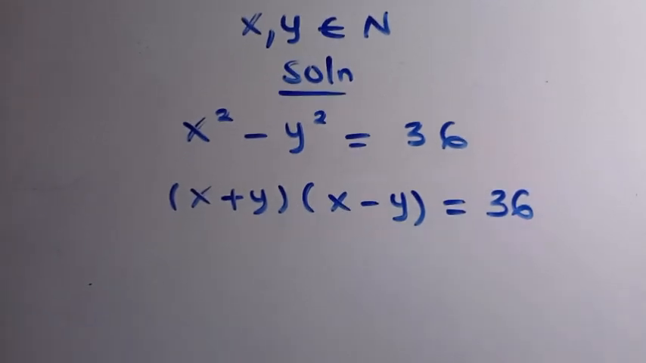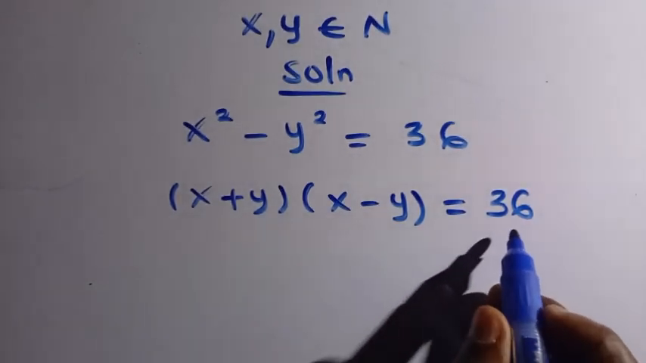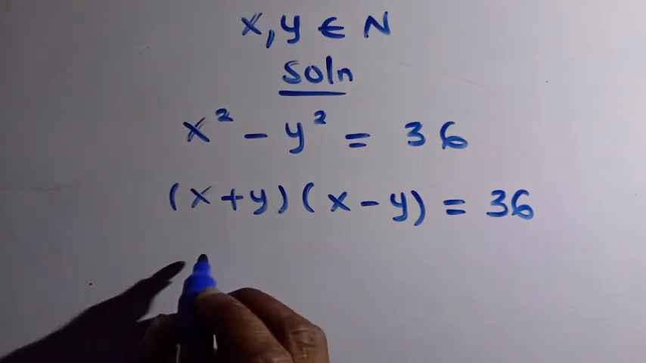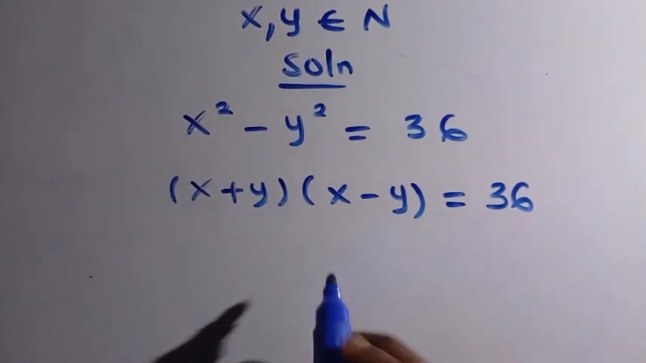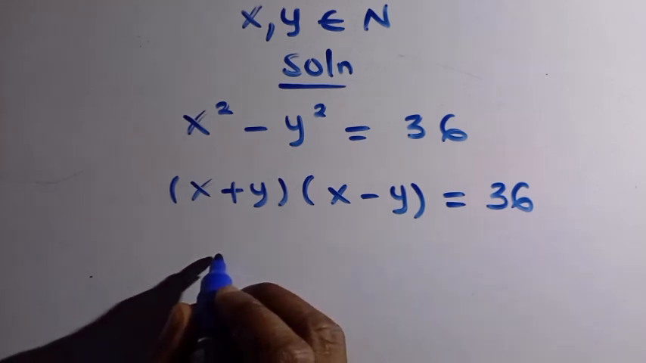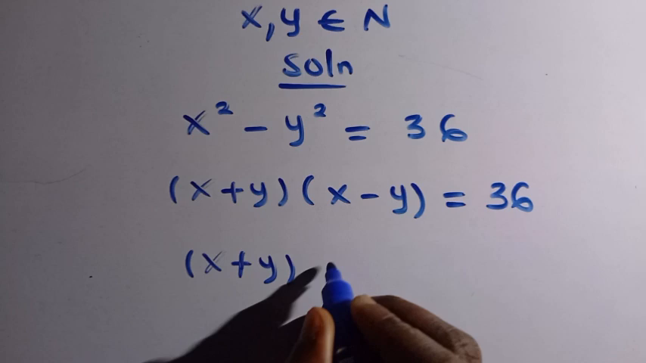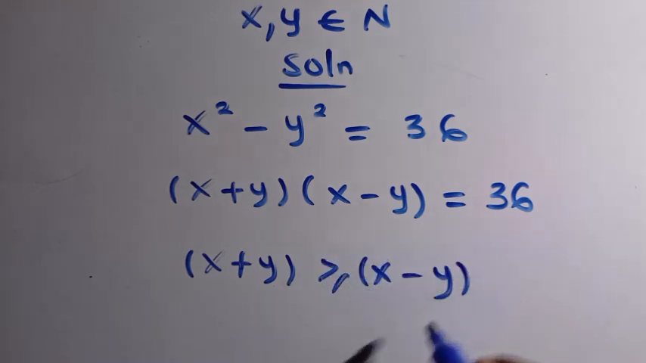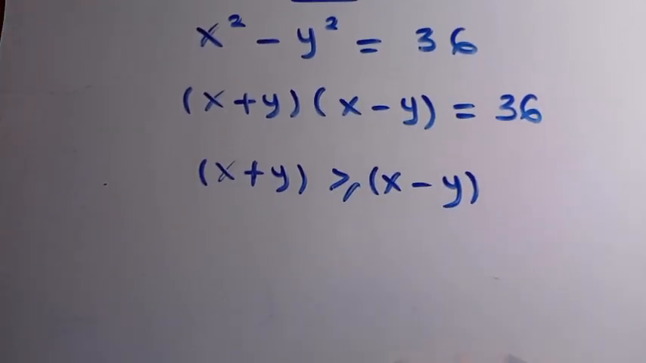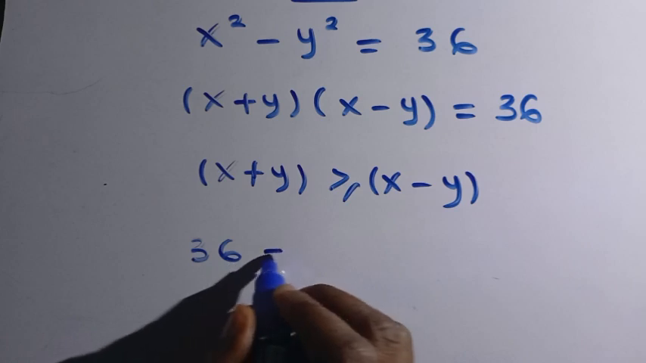After having this, we have to look for the possible values of all the factors of 36. And before we go, for every x plus y and x minus y, since x plus y is positive, it is always greater than or equal to x minus y. So if x plus y is greater than or equal to x minus y, then we are going to look for the possible factors of 36. So what are the factors of 36?